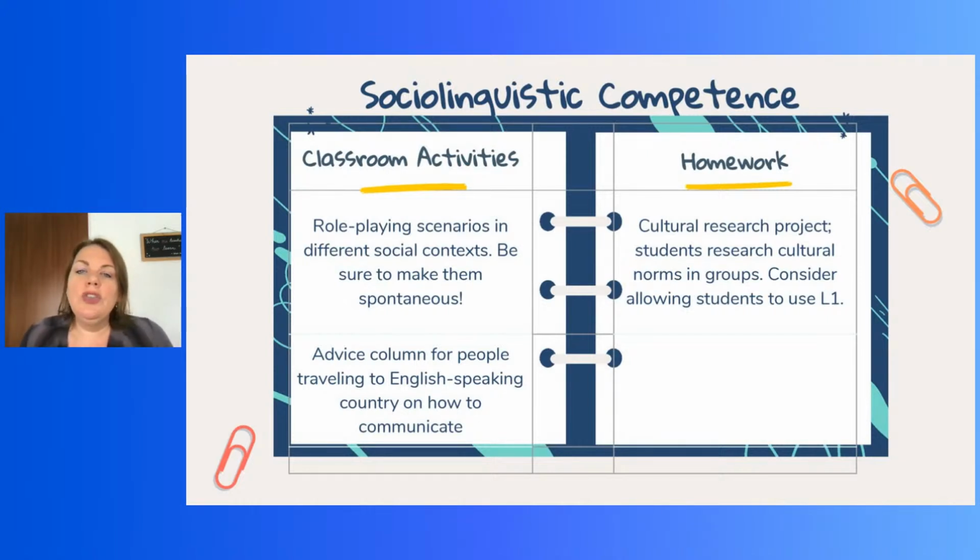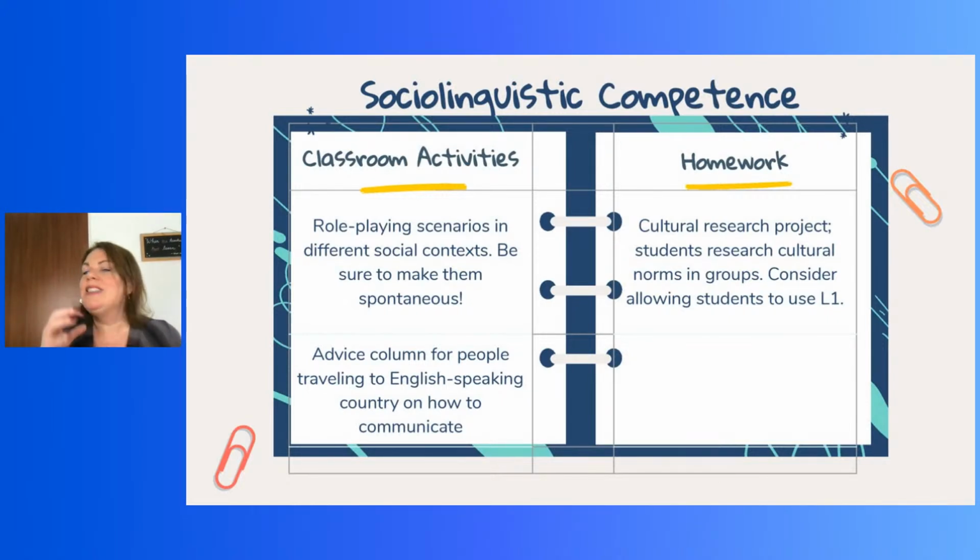And then as homework, we can do a type of cultural research project where students would research cultural norms. We could do this in groups because it's a little bit easier to do this in groups. They research cultural norms as far as how do people usually behave in specific situations. In this, depending on the student's level of English, I suggest perhaps considering allowing students to use their L1, which means their first language. And I know some of you are probably like, no, it all has to be in English. And yes, if they have the competence to do it in English, great.